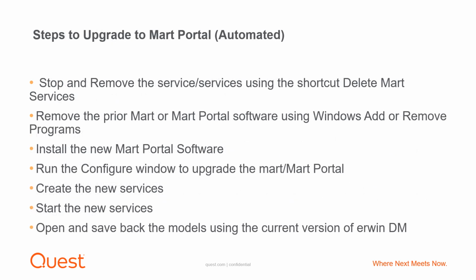Here are the steps to upgrade the Mart Portal automated. Stop and remove the services. Remove the prior Mart Portal or Mart software using Windows Add or Remove programs. Install the new software. Run the configure window to upgrade the Mart Portal. Create the new services. Start the new services. Open and save back the models using the current version of Erwin Data Modeler.